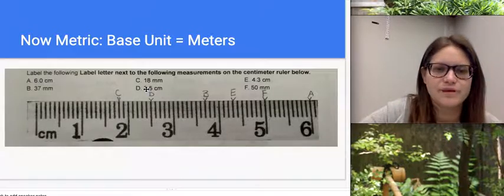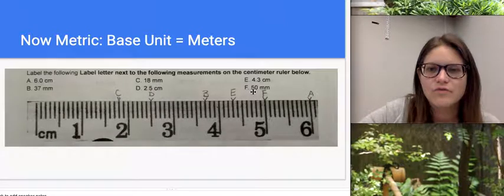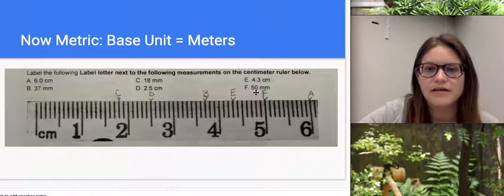Then we have 2.5 centimeters, would be halfway between the 2 and the 3. 4.3 centimeters, that is 3 millimeters past the 4 centimeter mark. So 4.1, 4.2, 4.3. And our last one is 50 millimeters, or exactly 5.0 centimeters, and that would go right here.